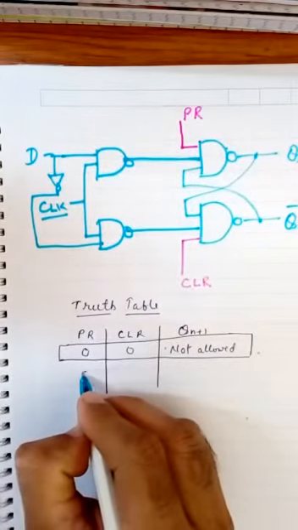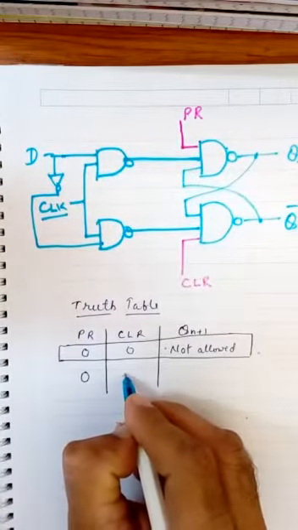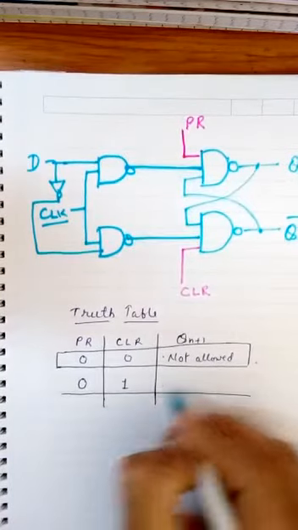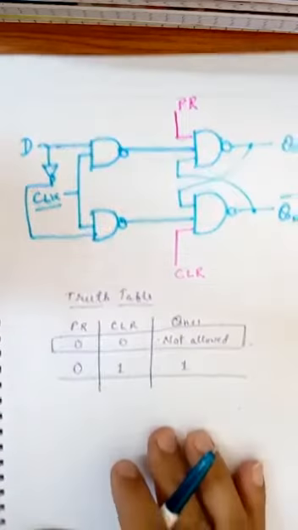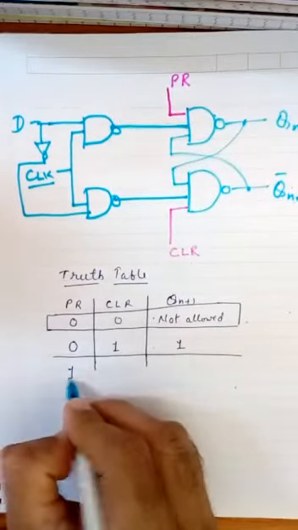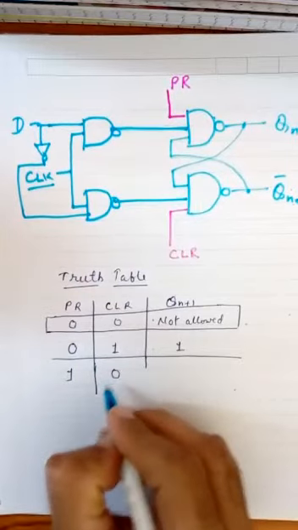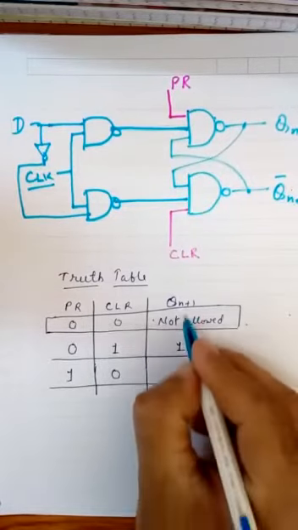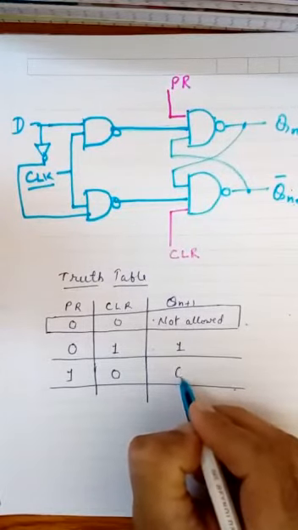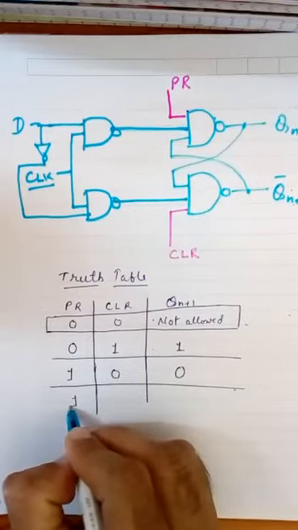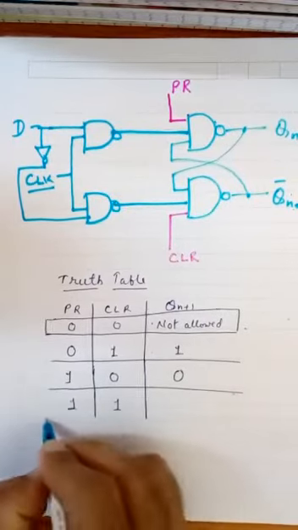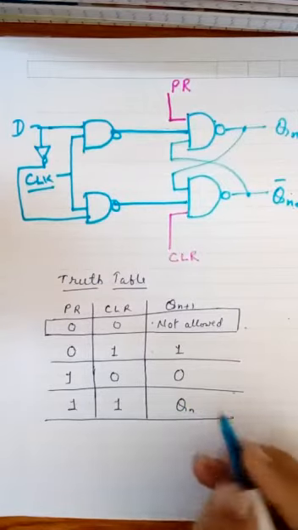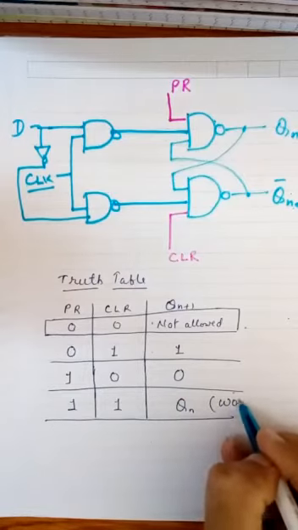So if 0 is there at PR and 1 is there at CLR, then output will be 1. Similarly, if there is a 1 at the PR and clear has the 0 value, then Qn will be changed to 0, and if both the pins are 1 1, then there will be no change in the output and your flip-flop will work normally as a D flip-flop.